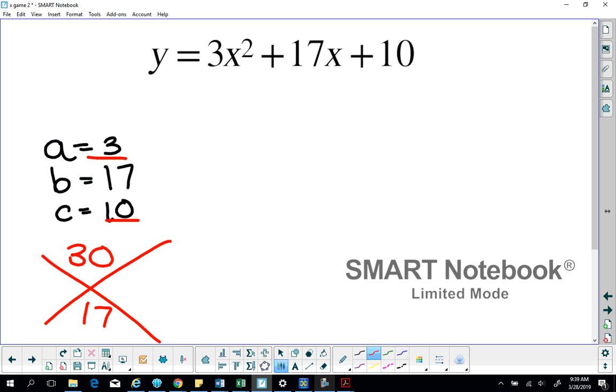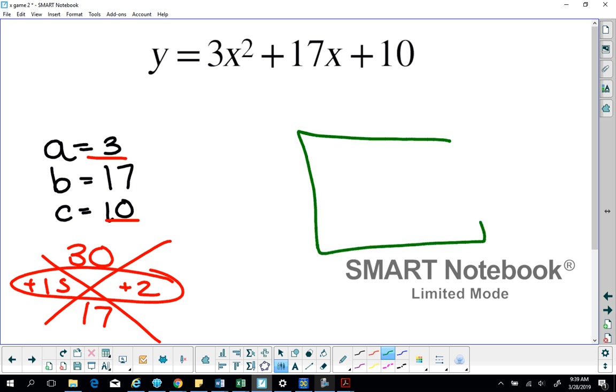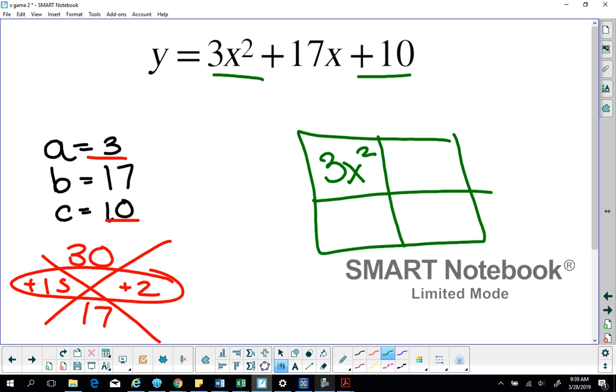You can shout it out. You get it. 15 and 2. Ding, ding, ding. Positive 15, positive 2. So when A is greater than 1, you absolutely need to do the box. I know my first term is 3x squared, so it goes right there. My last term is 10, so it goes right there. And now instead of 17x, I'm splitting it up between the two I just came up with, 15x and 2x.